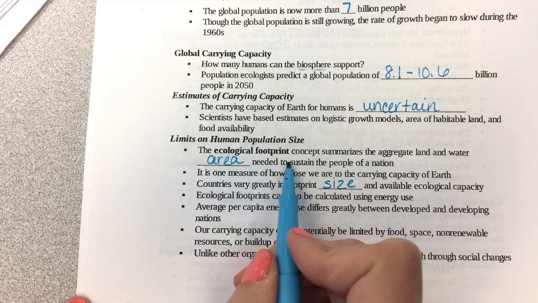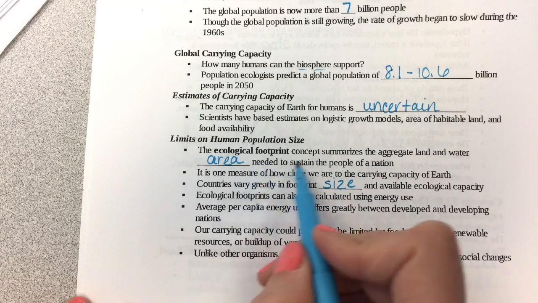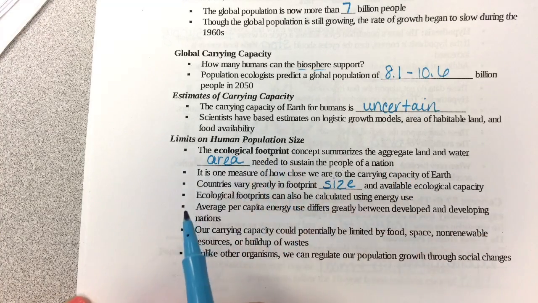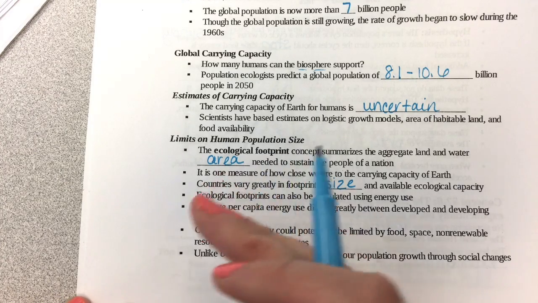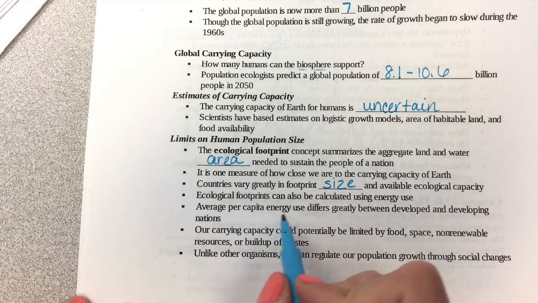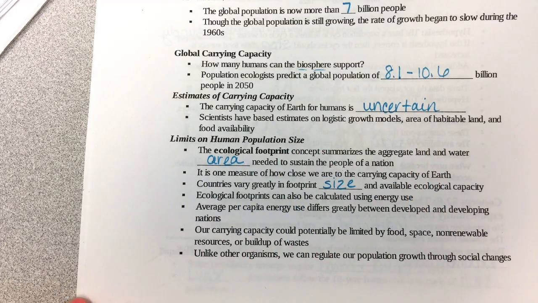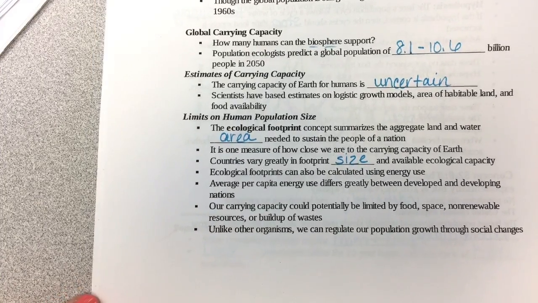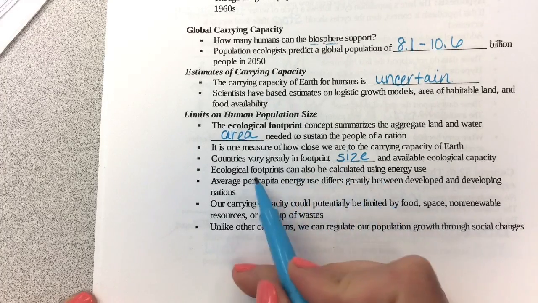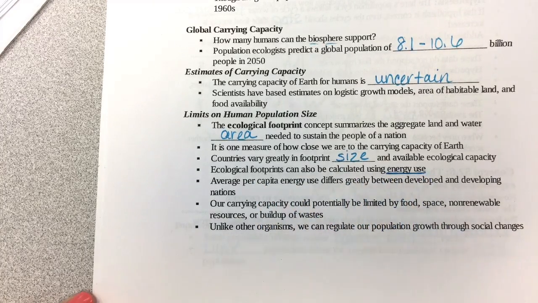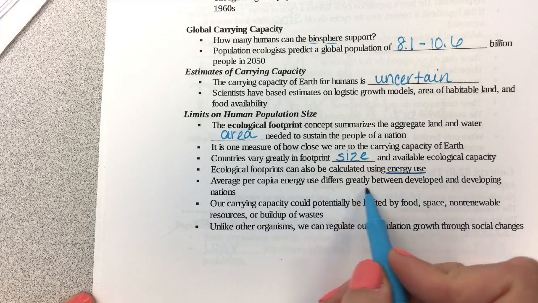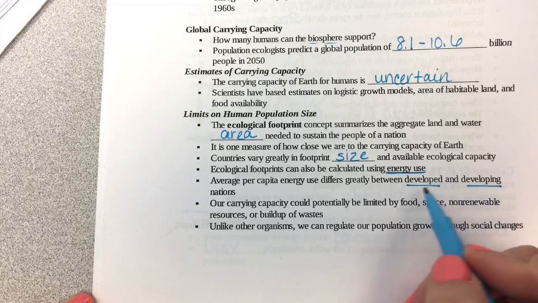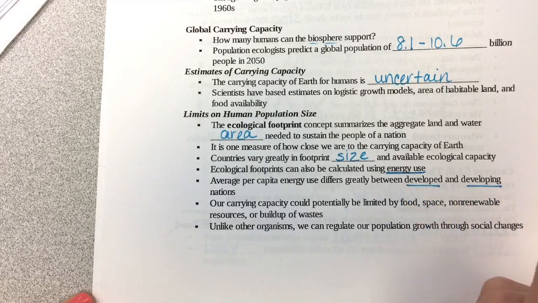Somebody in the United States has a much greater ecological footprint than somebody that doesn't use all the energy we use and isn't wasteful with water and so on and so forth. So somebody from a different country may have a lesser ecological footprint. Ecological footprints can also be calculated by looking at energy use. The average per capita energy use differs greatly between developed and developing nations. We are a developed nation.